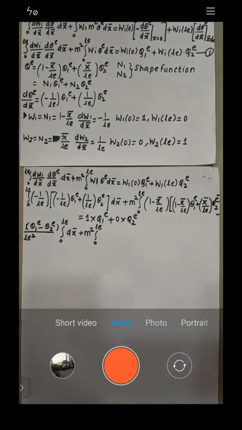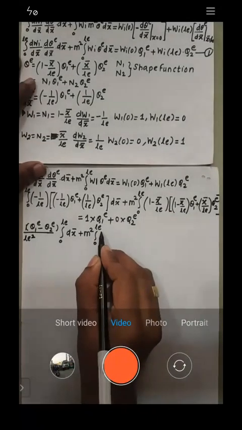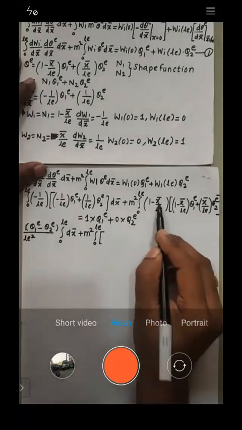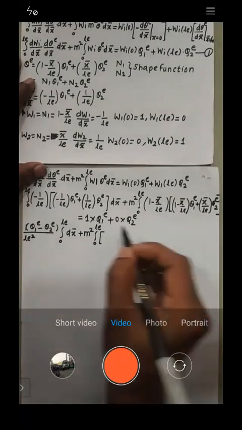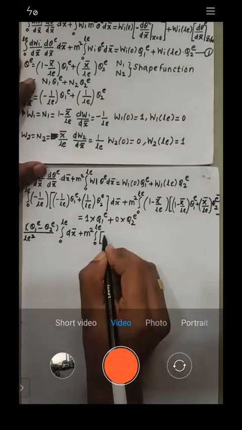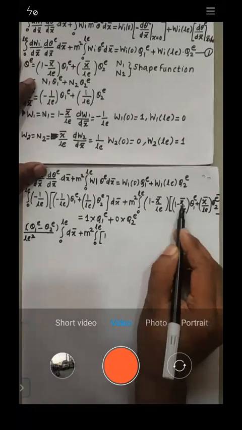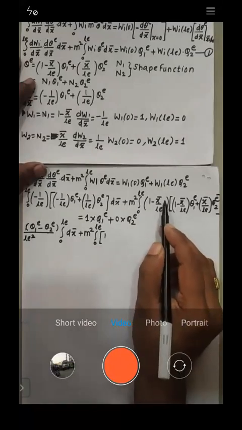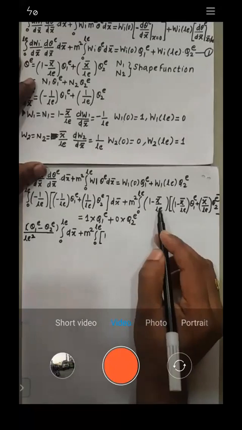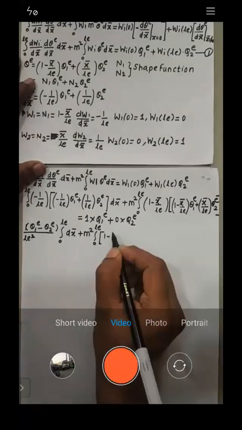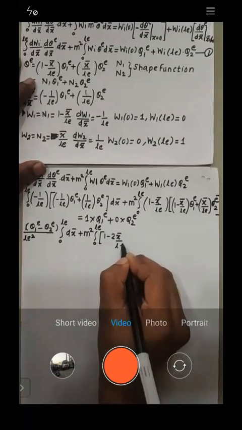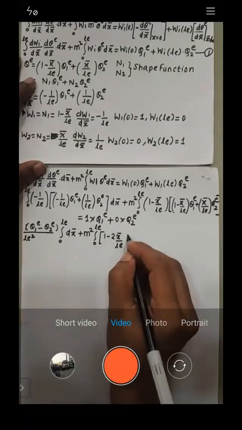We are supposed to multiply it, right? So multiply this into this. What is 1 into 1? 1. Plus, what is 1 minus x bar by LE? So it is minus x bar by LE. And again this minus, you know, A minus B square, A square minus twice AB plus B square: plus minus 2x bar by LE plus x bar upon LE square.